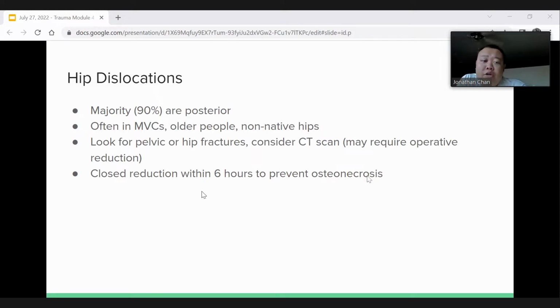And again, if you do have a hip dislocation, this is an orthopedic emergency, and you do want to do closed reduction within the first 6 hours to prevent any signs of osteonecrosis, assuming that there are no fractures. If there is a fracture, we would talk to orthopedics to see if they wanted to do an open reduction there.